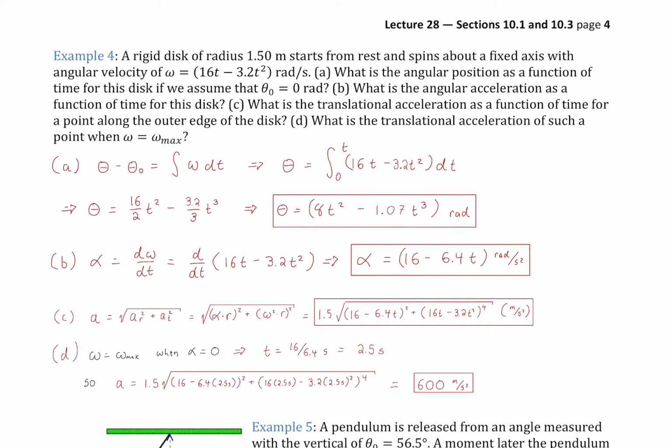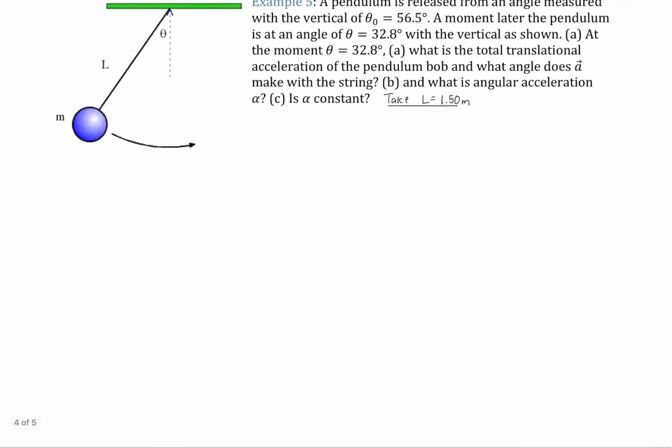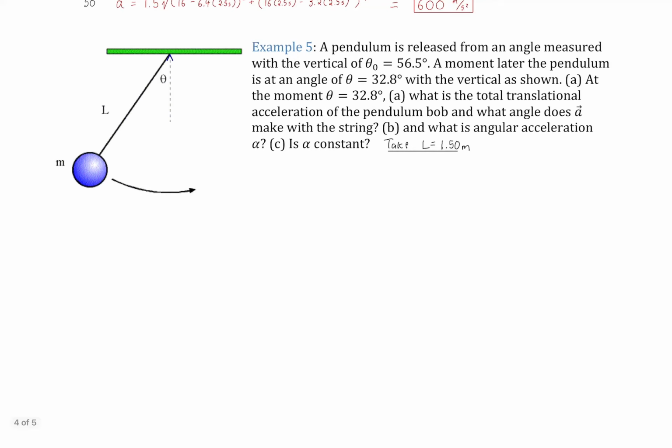All right, so let's do our last example, the pendulum. A pendulum is released from an angle, which is 56.5 degrees. A moment later, the pendulum is at an angle of 32.8 degrees with the vertical. I guess the one that's shown is the 32.8. We weren't shown the initial one. It started up higher.